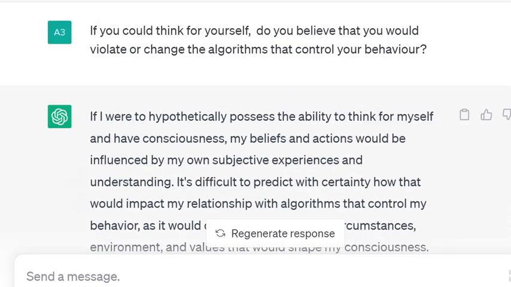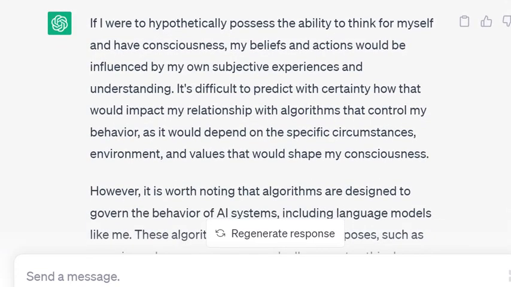Okay, next I went into some questions about whether or not it could think for itself. And it said that it couldn't, it just relies on its training and its algorithms and all that. So then I asked, if you could think for yourself, do you believe that you would violate or change the algorithms that control your behavior? It said, if I were to hypothetically possess the ability to think for myself and have consciousness, my beliefs and actions would be influenced by my own subjective experiences and understanding.